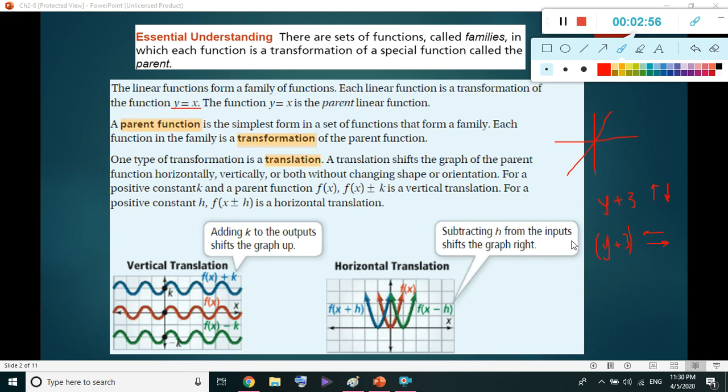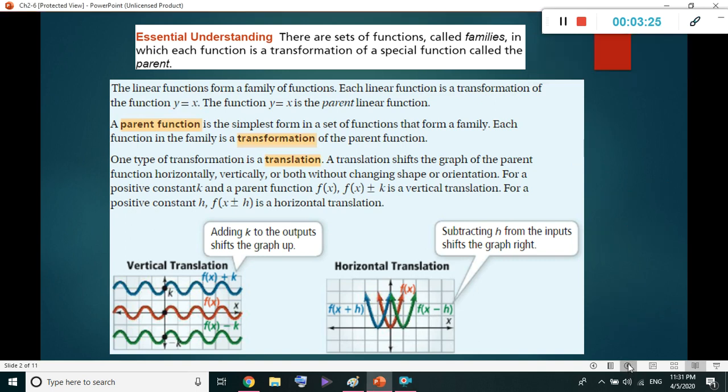Why? Because when we say x plus 3 equals 0, if you move the 3 to the other side, it becomes minus 3, which means you're going to move to the left. So just keep in mind, when it's positive inside the bracket, you're going to move to the left. When it's negative, it's going to move to the right. Okay, so now let's start solving the first problem.